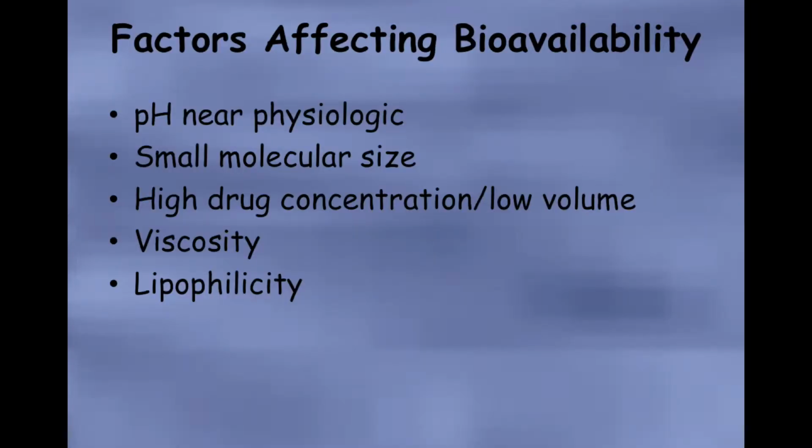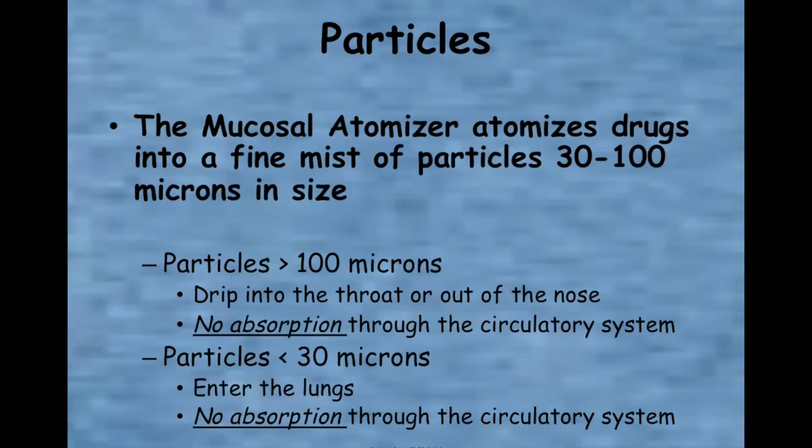Bioavailability can be affected by different factors. pH for medications delivered intranasally needs to be near physiologic. Molecular size has a lot to do with how available the medication will be, as do what drug concentration is used, viscosity, and lipophilicity, which we'll discuss in just a minute in a little more detail. The mucosal atomizer atomizes medications between 30 to 100 microns in size. That's evidently the perfect size for the medication to be uptaked into the bloodstream and into the cerebrospinal fluid.